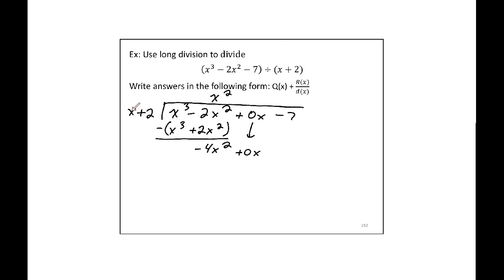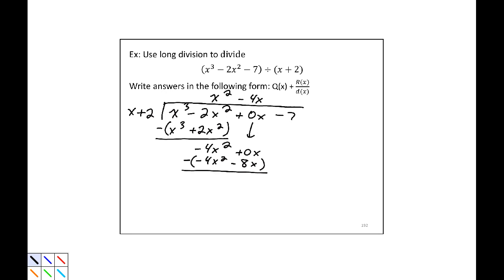X multiplied by what would give me a negative 4x squared? That would be a negative 4x. So I'm going to take negative 4x times x, negative 4x squared. And negative 4x times positive 2 would be minus 8x. Put that in parentheses and subtract it.